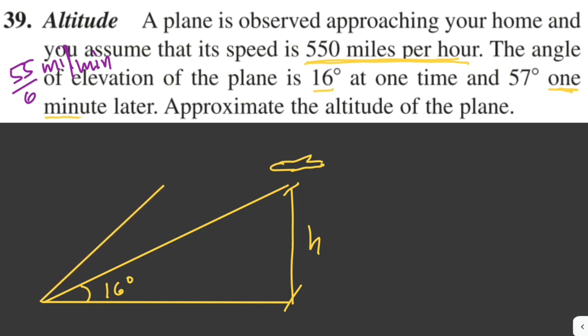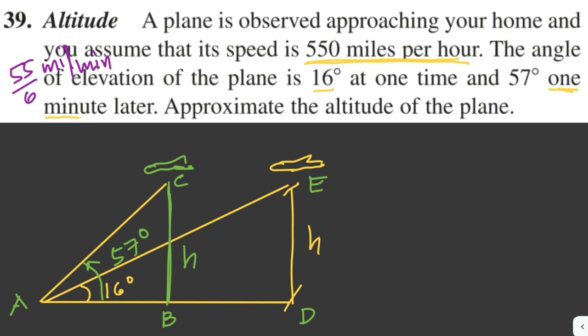So let's draw another angle 1 minute later. So this is 57 degrees. So the plane is here. So the same altitude. So that is also h. So let's say this is point A. Okay, point B, point C, point D, and point E.